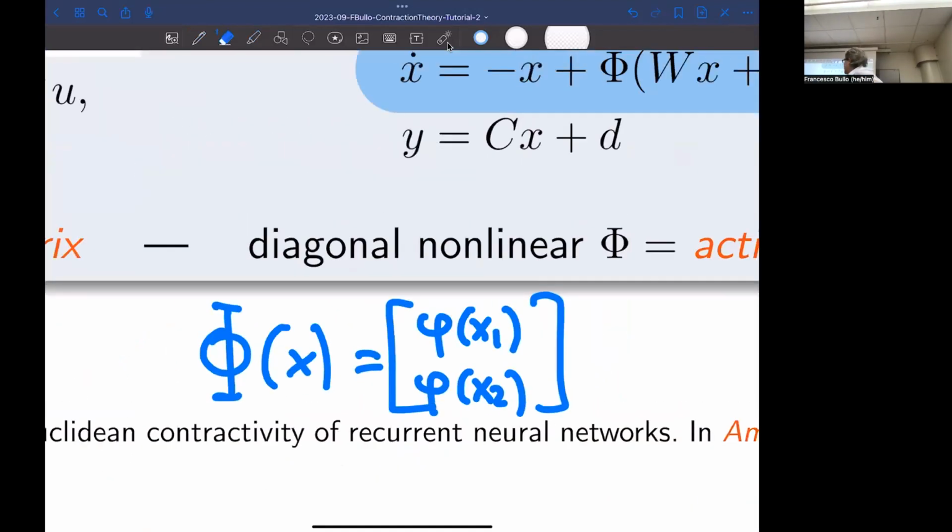It doesn't need to be the case that the 2 entries are the same activation function. In fact, in the next slide, what I will say is that the activation function belongs to a class of activation functions with certain properties. So every entry of the activation function can belong to that class and be arbitrary. Although oftentimes people use the same activation function for every entry.